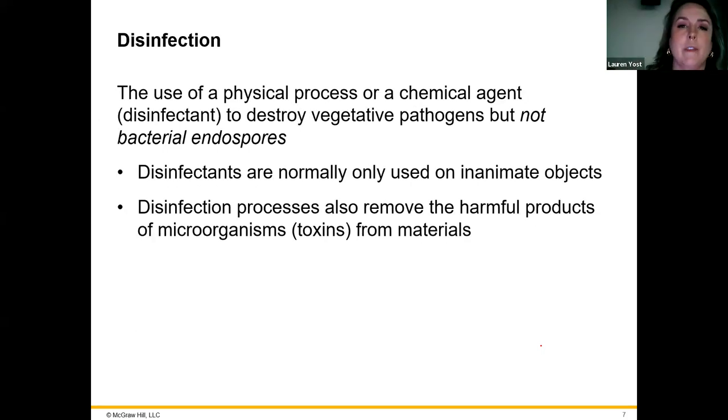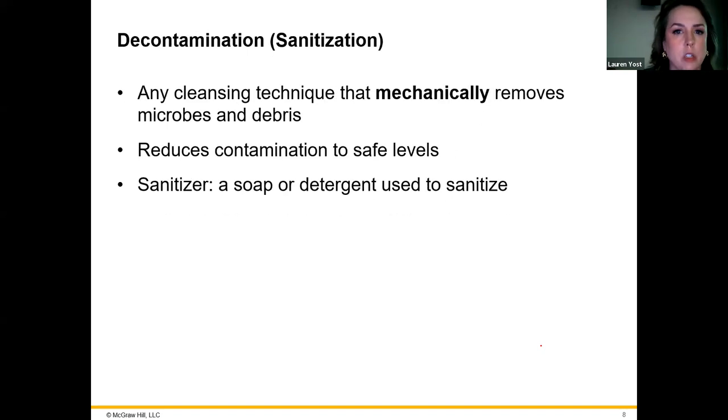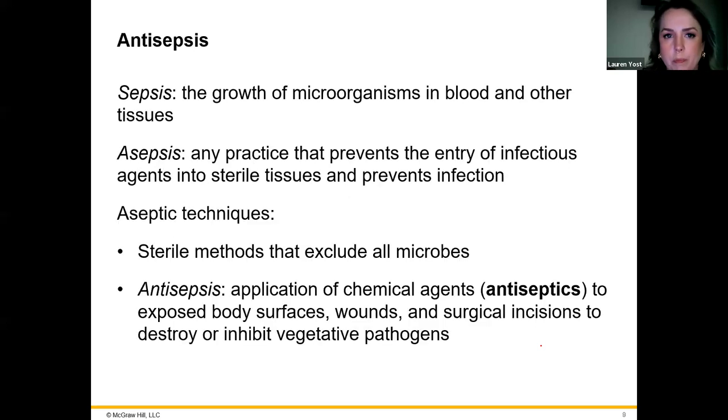So moving on to disinfection, this is of course going to be mostly inanimate objects, and it's not going to be achieving sterilization. So we're not removing the endospores. It's typically the line that we draw everything. Decontamination, mechanical removal. This could be scrubbing. This could be filtration. Then we have antisepsis.